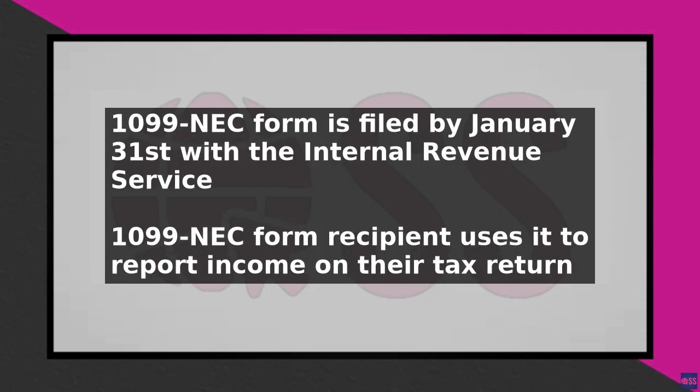The 1099 NEC form is typically used by businesses to report payments made to non-employees who have earned more than $600 in a calendar year. This form is usually filed with the Internal Revenue Service, or IRS, by January 31st of each year. The recipient of the form, usually the freelancer or independent contractor, will receive a copy of the 1099 NEC form by January 31st, which they will use to report their income on their tax return.